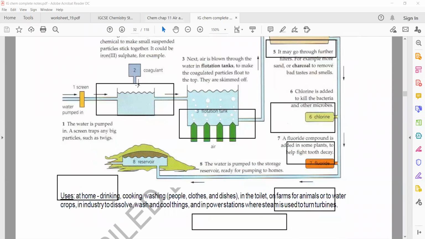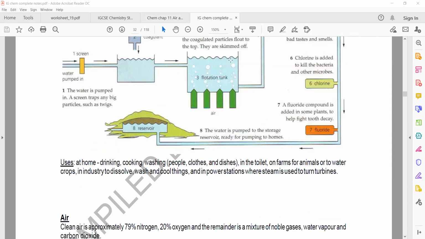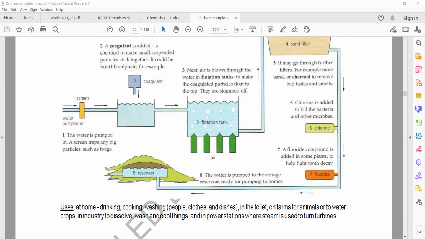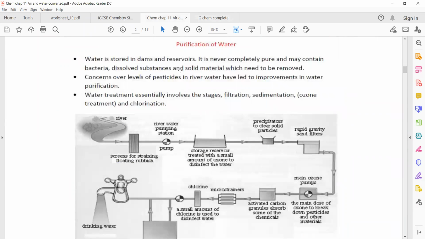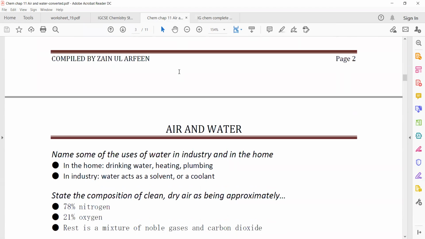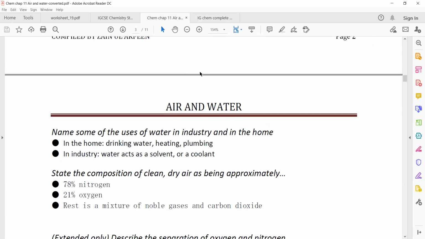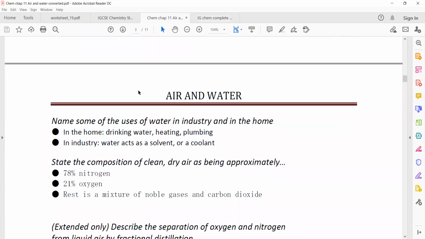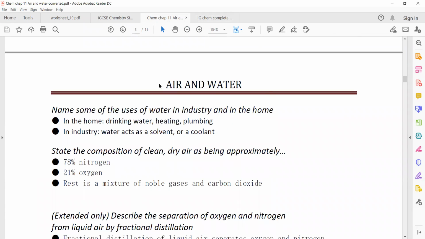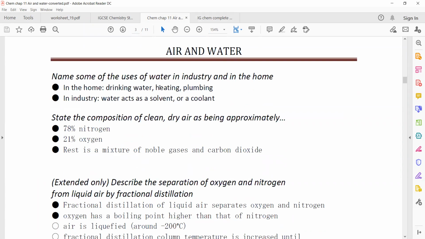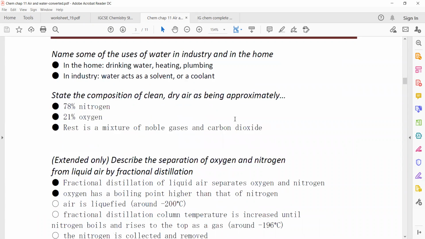Okay, so this is about the purification of water. Then some uses of water. What are the uses? For drinking, heating, plumbing, and in industry, water acts as a solvent or as a coolant.